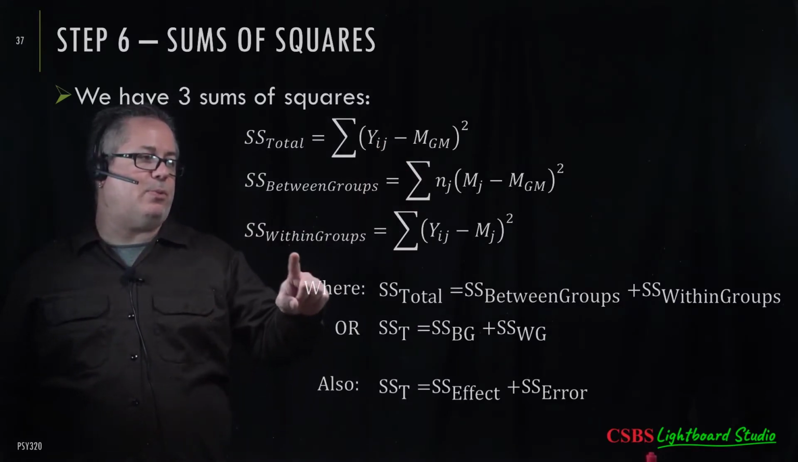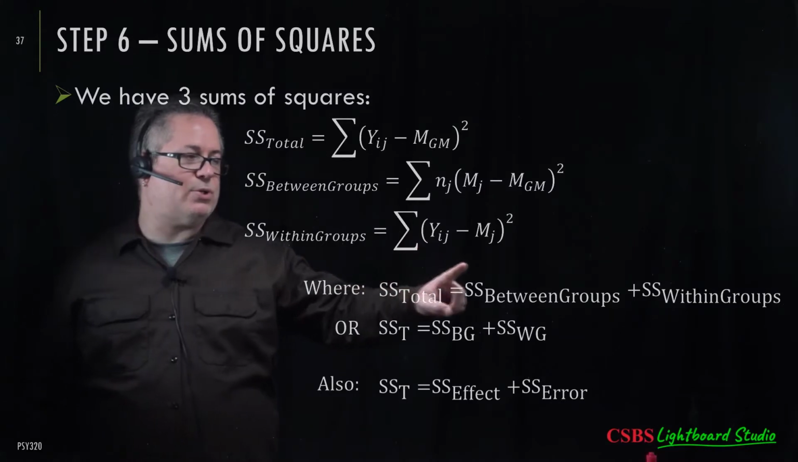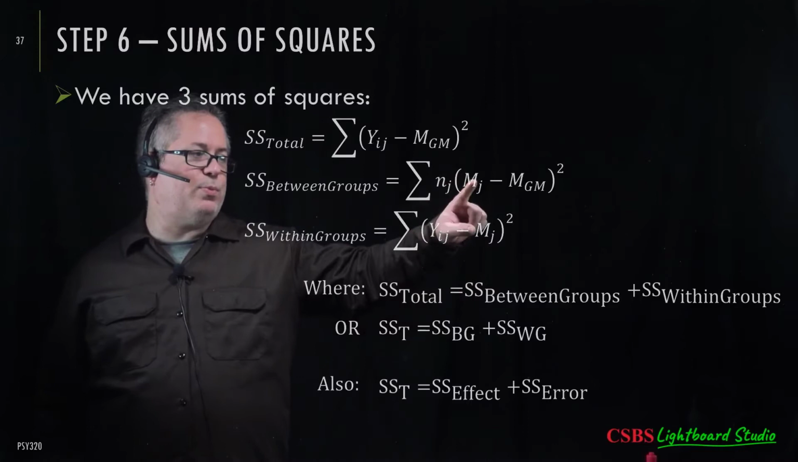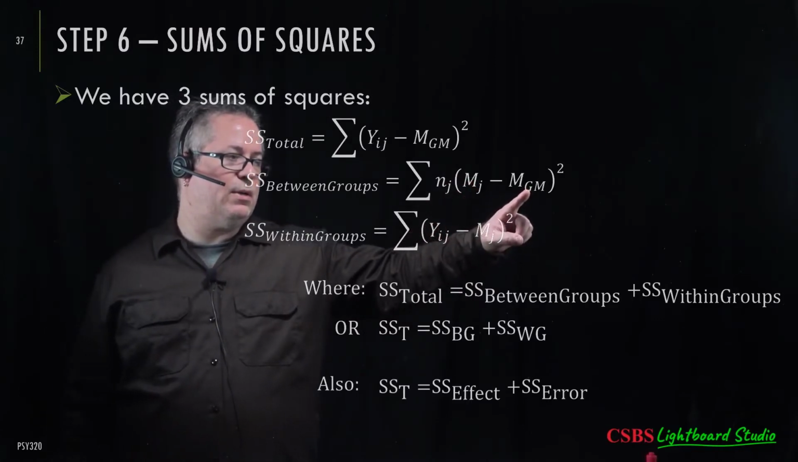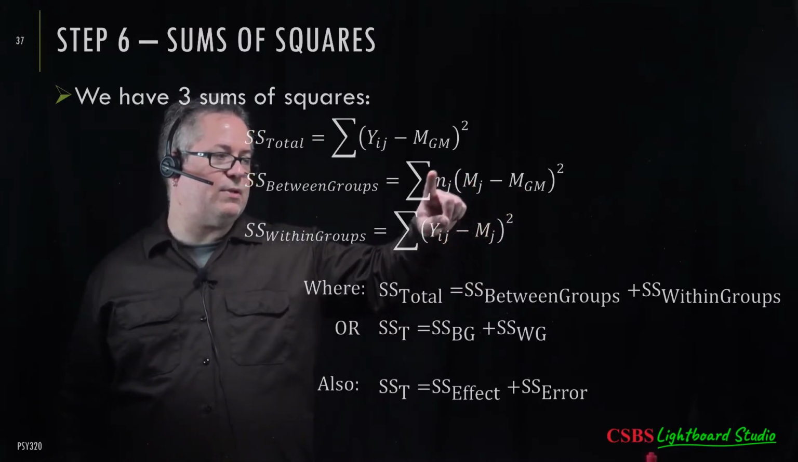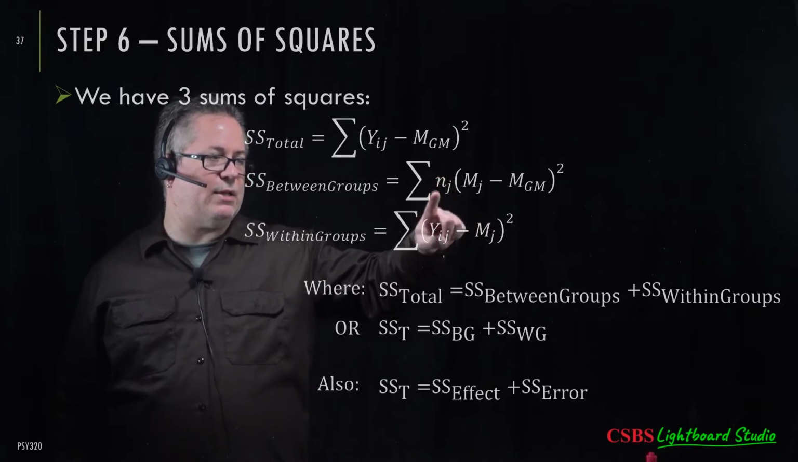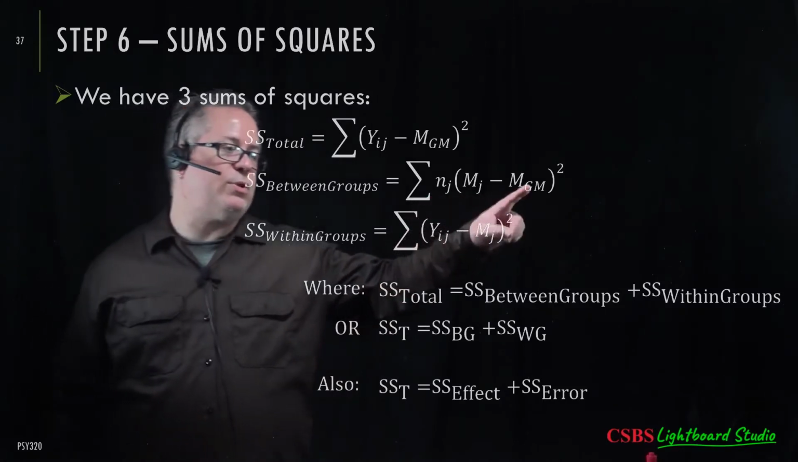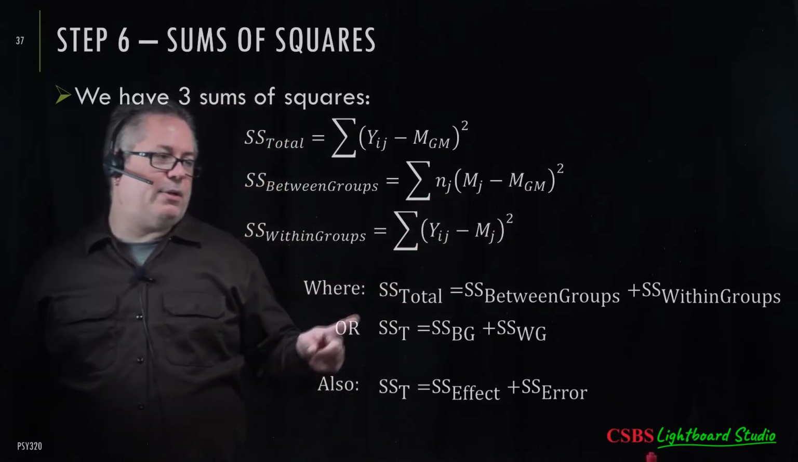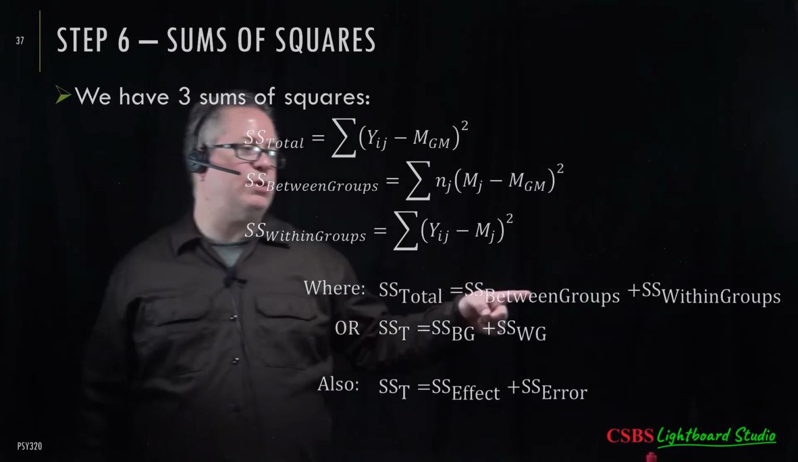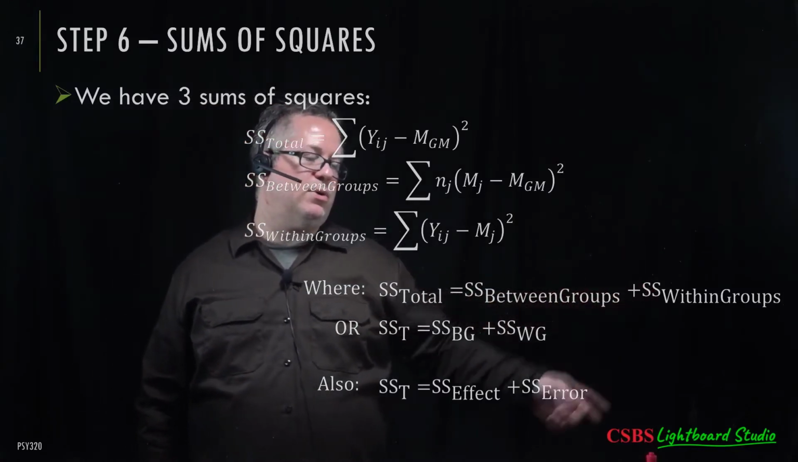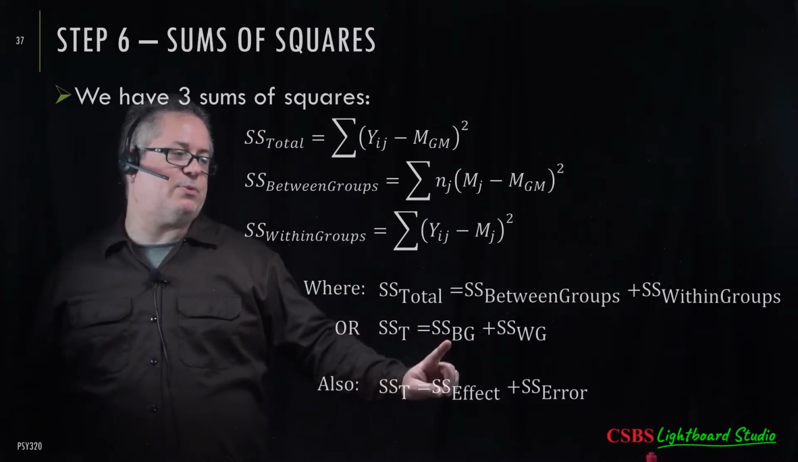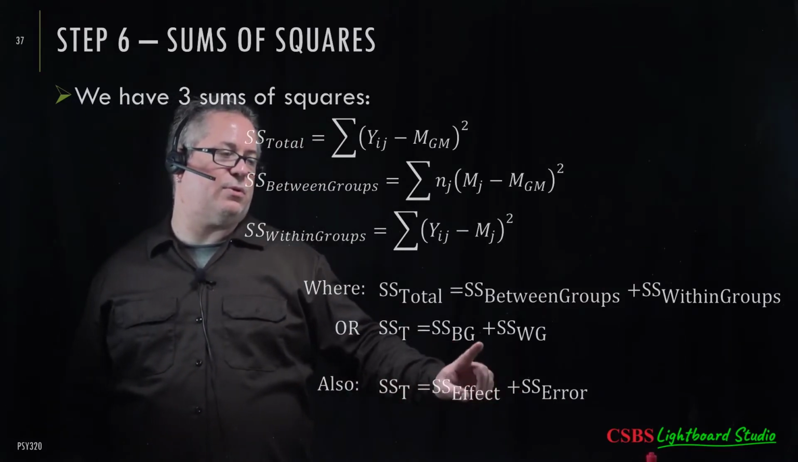Down here, within groups is each score around its own group mean, which is the within groups. And then I have the groups around the grand mean. And this is the telltale sign of the between groups: there's always an n in there somewhere. The only one that has an n being multiplied is my between groups sum of squares, where the total sum of squares equals the between groups plus the within groups, or shorthand, SST equals sum of squares between groups plus sum of squares within groups.